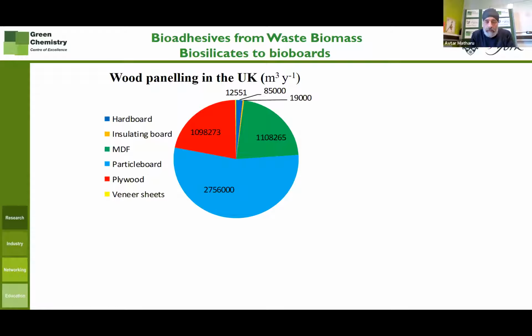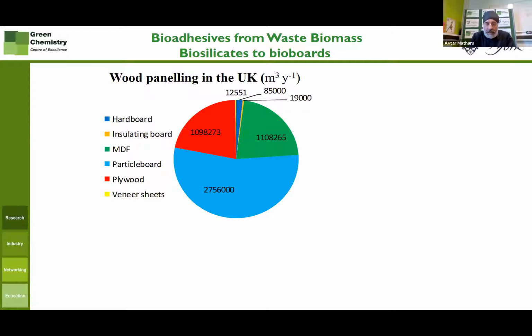One is bioboards. The second one is switchable adhesives for carpet tiles. I'm lightly going to touch on PVC replacements, and then I'm going to look at waste paper as a potential adhesive. So in terms of my first case study, bioadhesives from waste biomass, biosilicates to bioboards. This is in the chat.